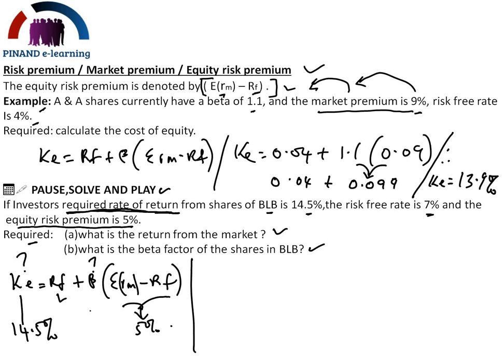14.5%. But of course, I still have this to look for, which is the second part of the question. Now, let's answer the first part of the question before we go to the second part. What is the required rate of return from the market? I know if I have the premium and the risk-free rate, I can find the required rate of return from the market.